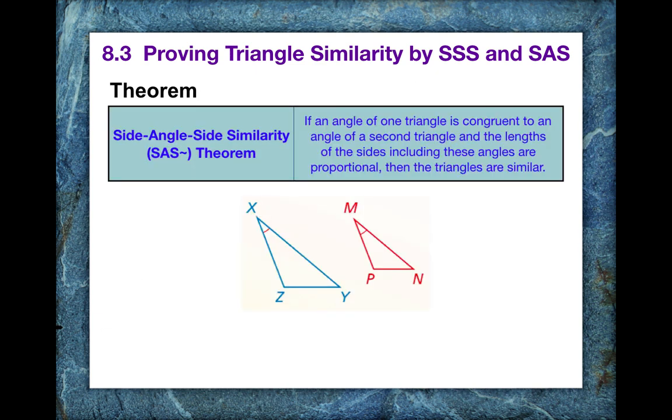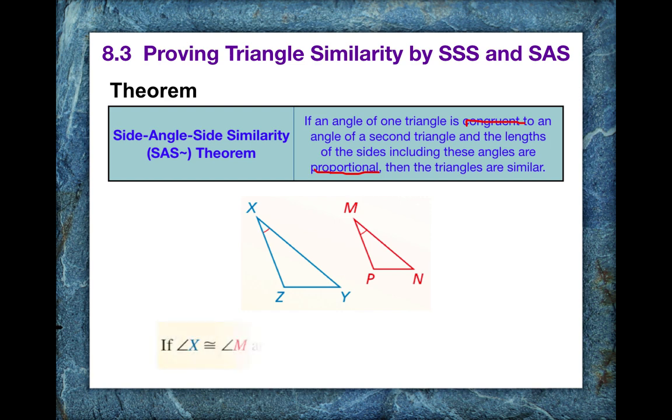Now let's talk about side angle side similarity. Once again, we're using that little tilde at the end of side angle side, so it's not the congruence theorem. And this is also talking about triangles. If an angle of one triangle is congruent to an angle of a second triangle, and the lengths of the sides including these angles are proportional, then the triangles are similar. So we have a congruent angle, and we have proportional sides that are on either side.